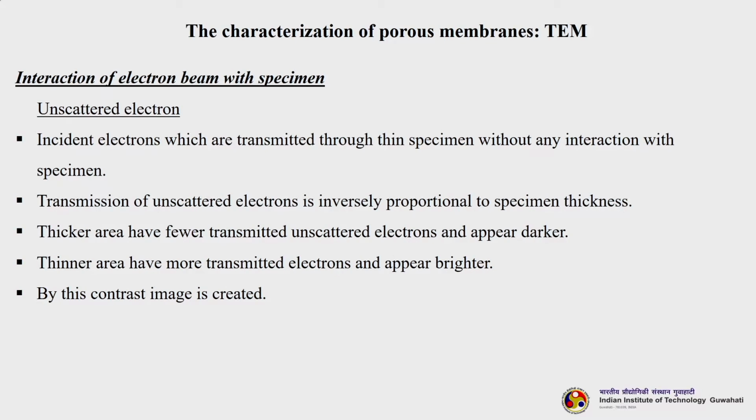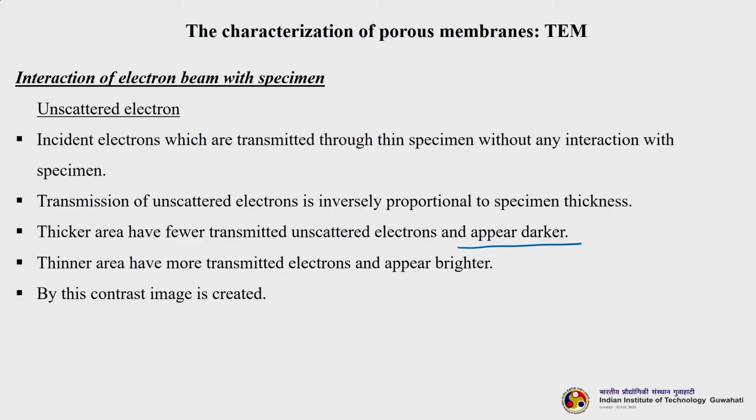Interaction of electron beam with specimen. So, we have unscattered electrons: incident electrons which are transmitted through a thin specimen without any interaction with the specimen. These are called unscattered electrons. Transmission of unscattered electrons is inversely proportional to specimen thickness. Thicker areas have fewer transmitted unscattered electrons and they appear darker.